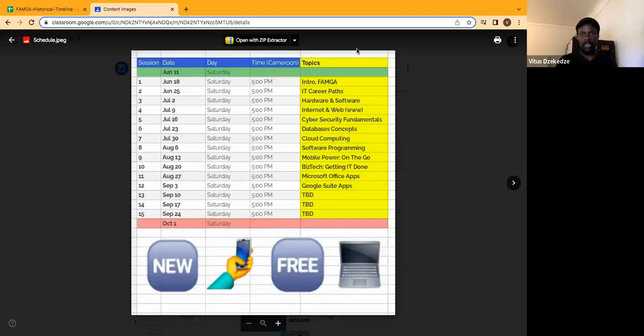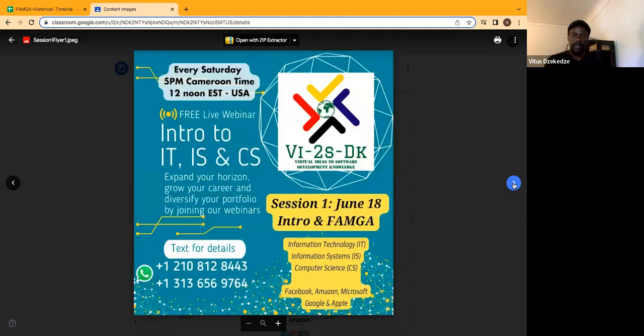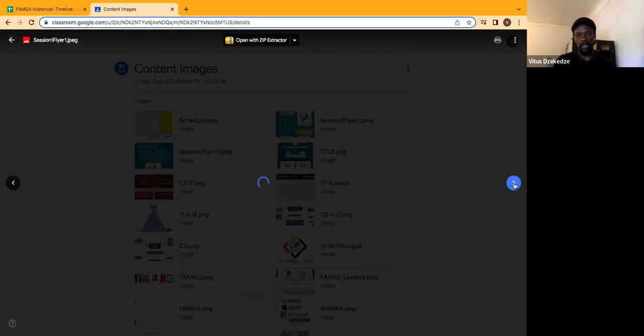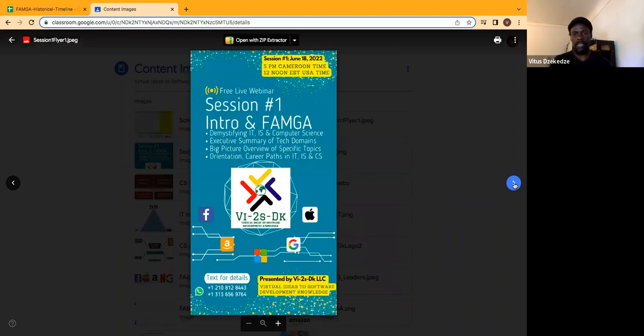So we've talked about the schedule, right? Next up would be the flyer. Everybody has a copy of the flyer. So you have my contact information. Reach out to me if you have any questions, interrupt me if you need to, and then we'll go from there. Next week, I'm going to get a different flyer that's also going to have a synopsis of what we're going to cover. But like I said, we'll cover IT, IS, CS, and FAMGA, okay? And another copy of the flyer just for diversity.